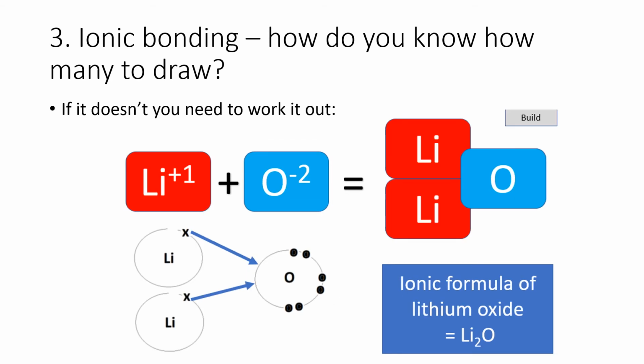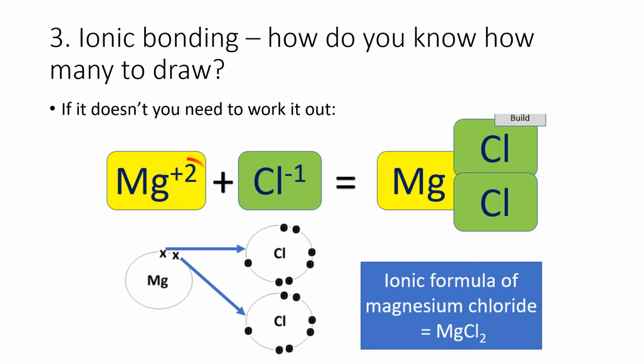This is a little bit more difficult because I've got lithium with a plus 1 and I've got oxygen with a minus 2, so they don't balance each other out. If I want to make a plus 2 to balance out that minus 2, I would need a second lithium, and so the formula is Li2O. For this one here, magnesium is plus 2, chlorine is minus 1. Again, they're not balanced, they're not the same. In order to make that minus 2, so I can balance them out, I would need 2 chlorines. So my formula for magnesium chloride is MgCl2.